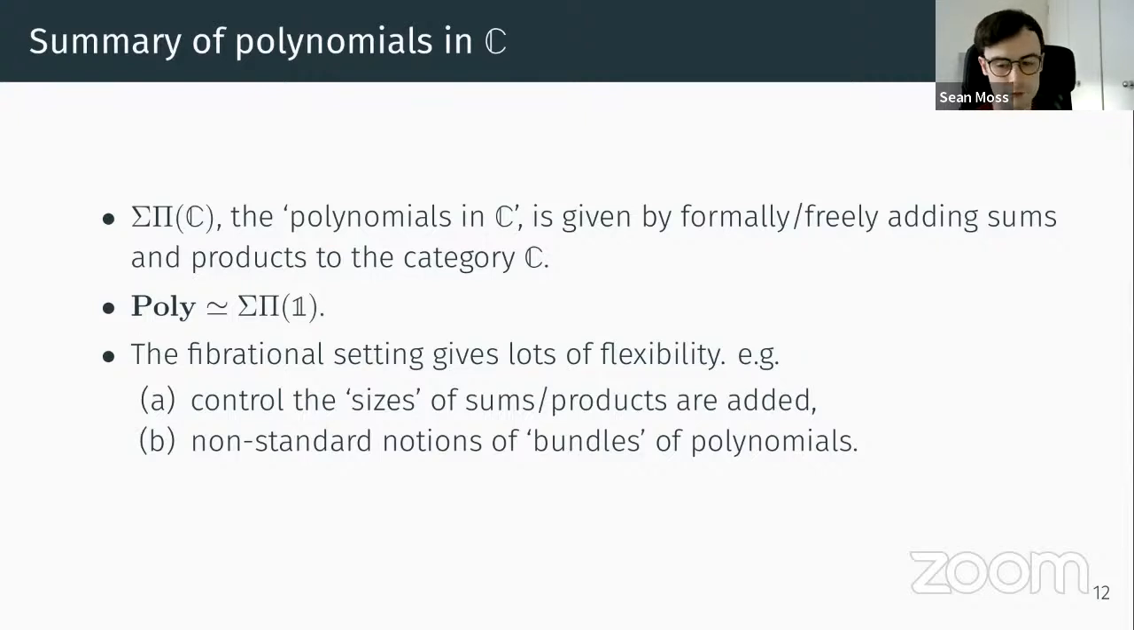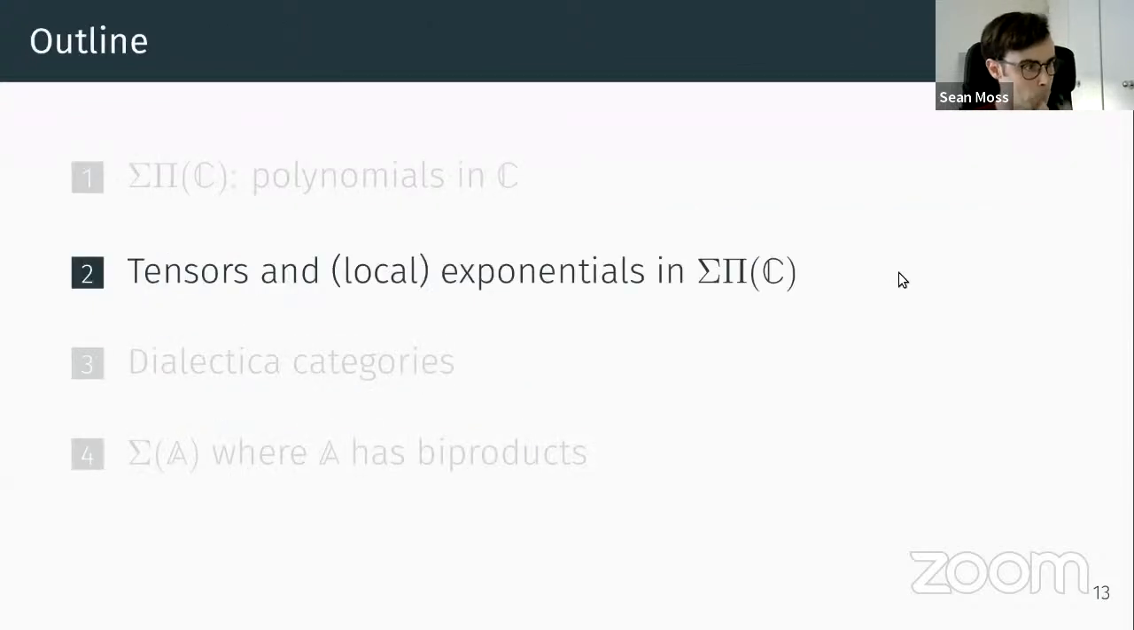So perhaps I only want to input bundles that are somehow homogeneous or that are computably enumerated. And because the fibrational version of the construction outputs a fibration as well, that means whatever notion of polynomial comes out also comes with a notion of bundle. Okay. Now, Poly comes with quite a few tensors, so I'll explore a bit how we have a similar arrangement in sigma pi of C.